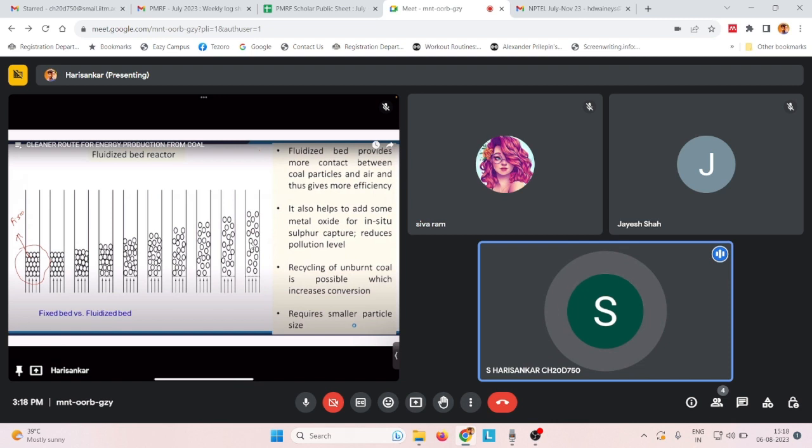But let's say this packing is not rigid, and we keep increasing the velocity of whatever gas we are passing through this reactor. Eventually it will reach a phase where the particles will get suspended, or fluidized, in the bed. Basically the force from the gas that we are passing through will be equivalent to the gravity acting on the particles. That means the particles are now suspended or fluidized in the bed. So this case is the fluidized reactor.